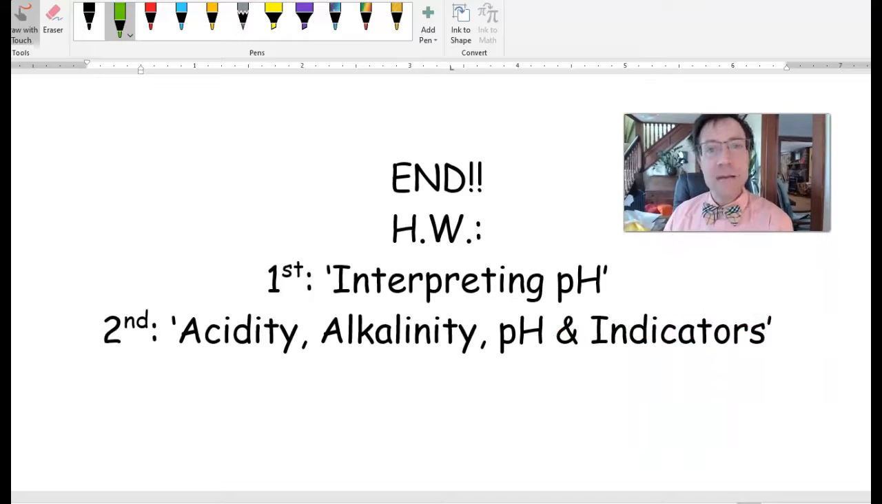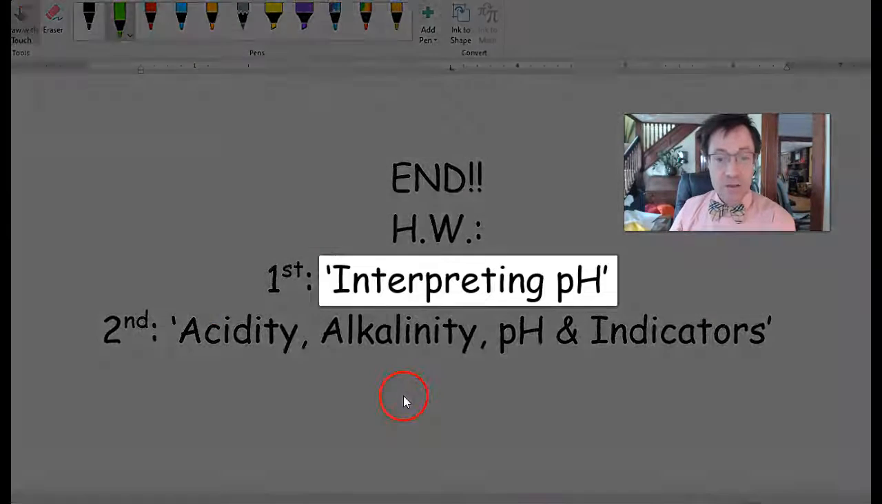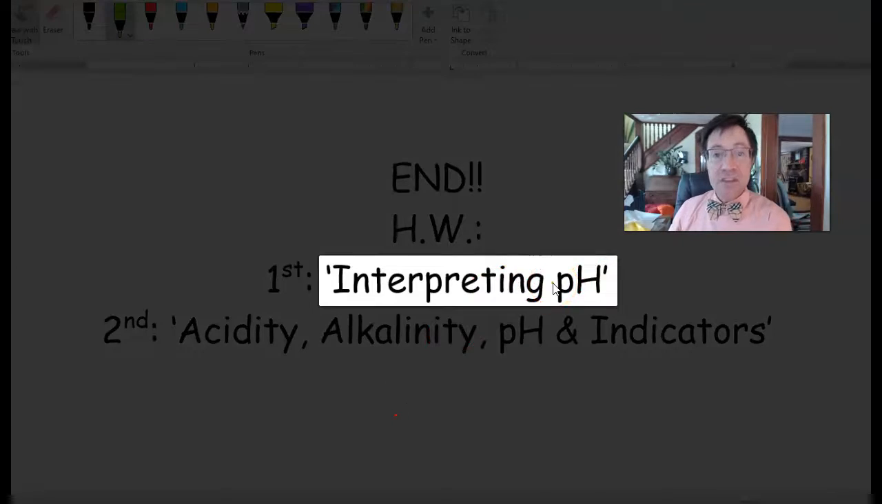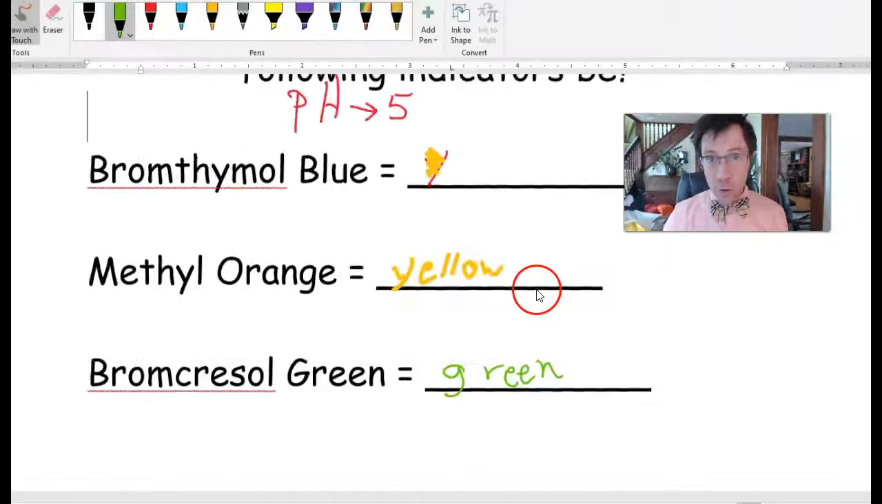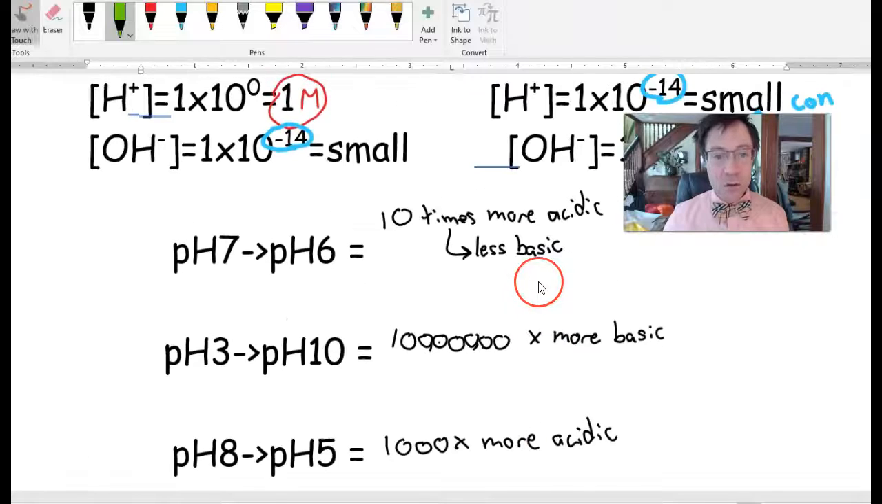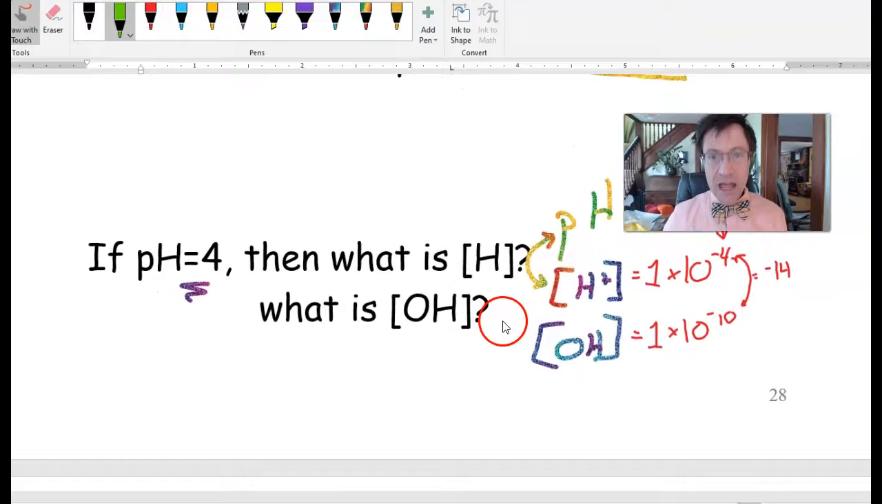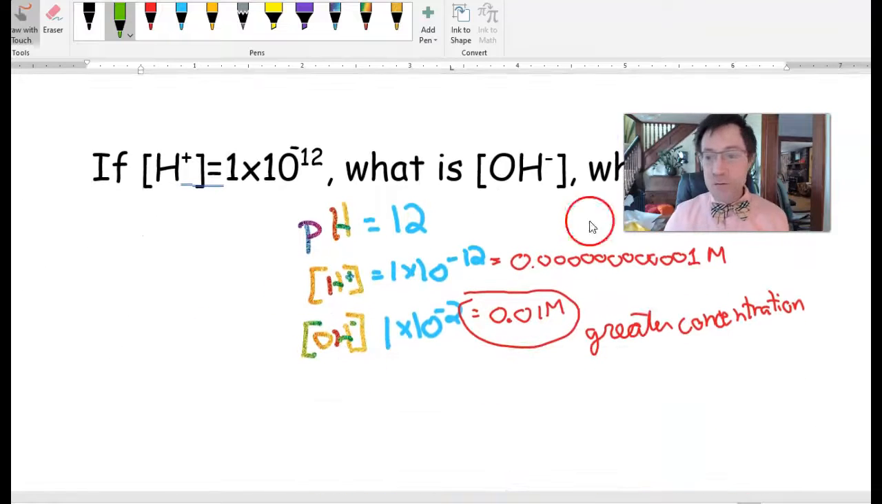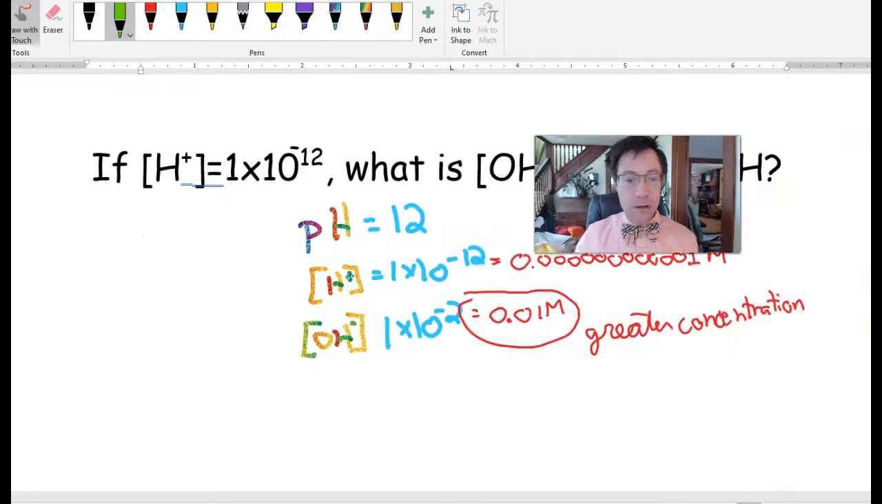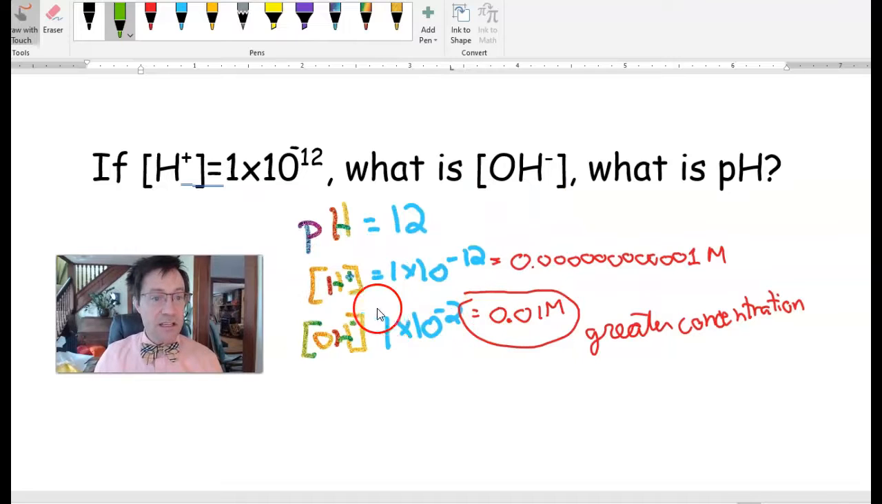We made it to the end of yet another amazing learning adventure together. And we also made it to the end of a chapter, so what I would love for you guys to do is do this one, interpreting pH. The whole homework is going to be based on problems just like this one and this one. If you were able to follow along with this problem, you're going to be golden. You need to take the hydrogen ion concentration, figure out the pH, and figure out the OH concentration.